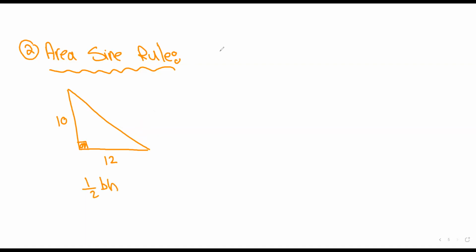Now, please let's remember together that the base and the height are two sides that are intersecting at 90 degrees. The base and the height are two sides that are perpendicular to each other. So the area here is half times 10 times 12, which is 60. And then you get the area.